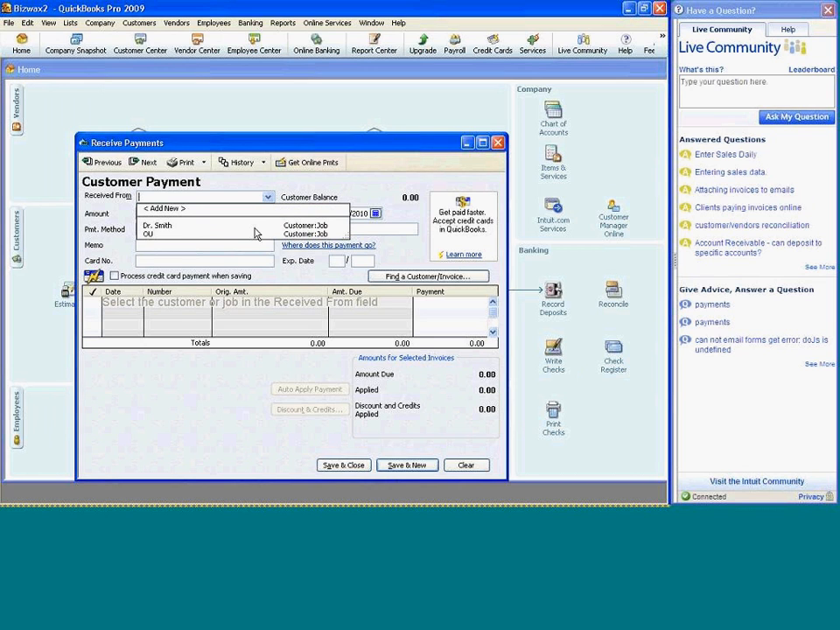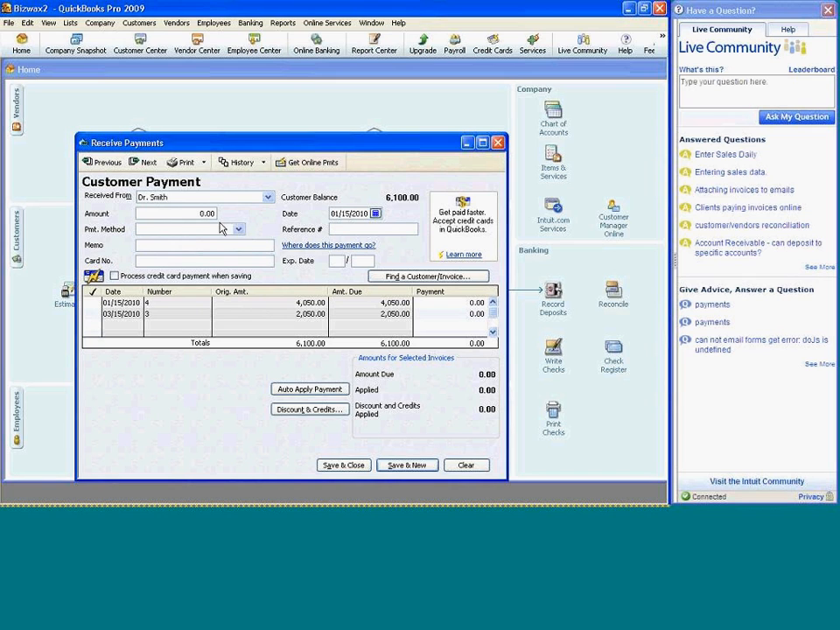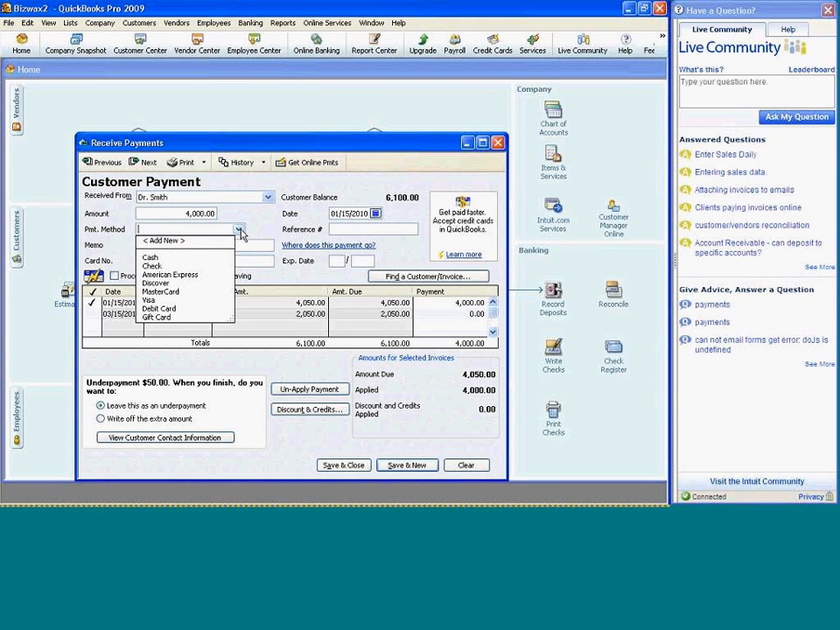Okay, so we'll say received from Dr. Smith. Amount, and we see he has two bills. So he has one bill was on 1/15 for $4,500. The other bill was on 3/15 for $2,500. So we'll say, first of all, he paid $4,000. And now the question was, how did he do it? We haven't set up credit cards yet, or PayPal yet, so we'll work on it next week. But over here we'll say, for instance, that he gave a check.